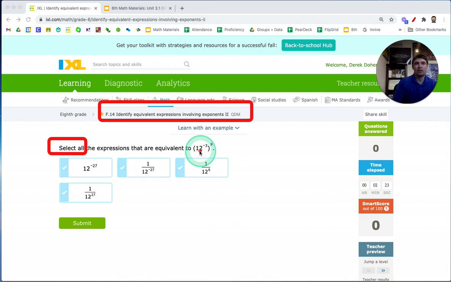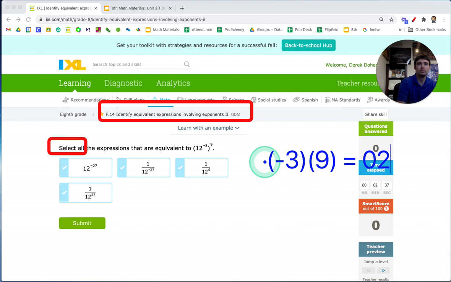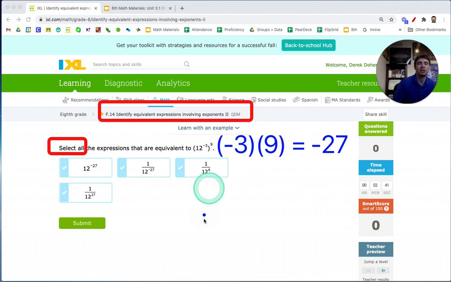Now, I need to simplify 12 to the negative third raised to the ninth power. And I know if I do an exponent to an exponent, I can just simply do the two exponents multiplied together. So negative 3 times 9 makes negative 27. And that tells me when I simplify this expression here, my answer is going to be 12 to the power of negative 27. And I see right here, right away, 12 to the power of negative 27.